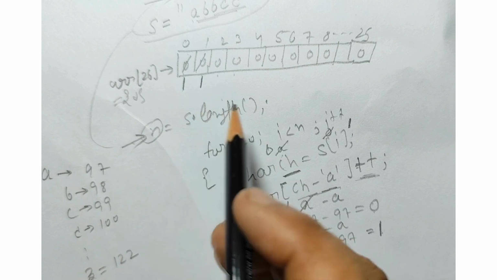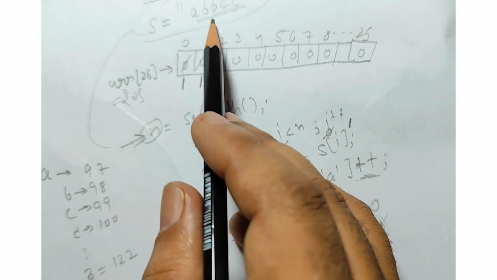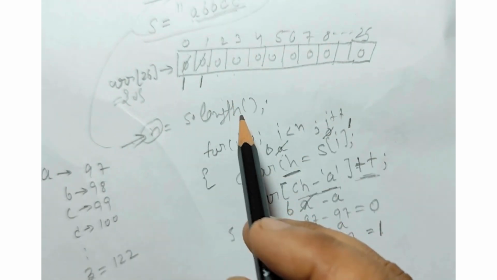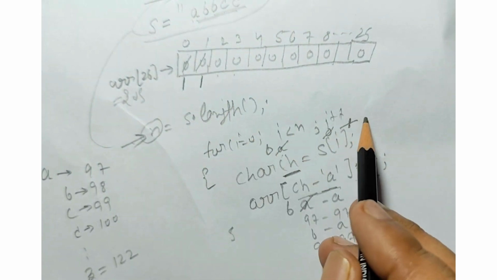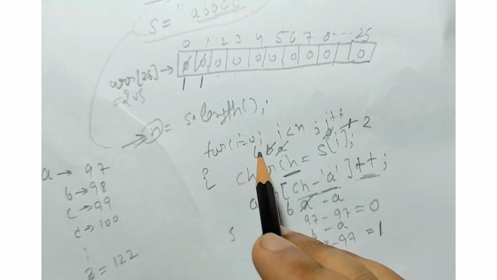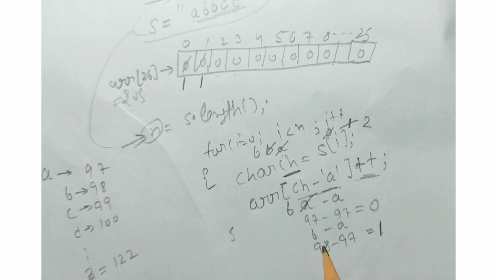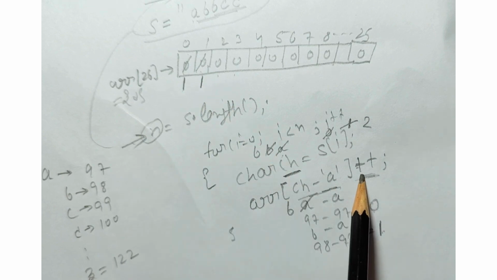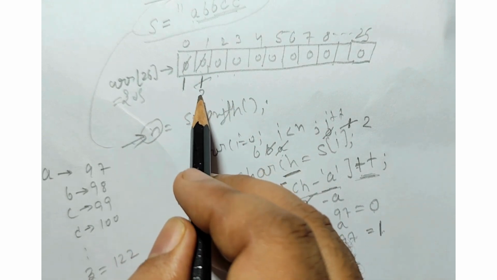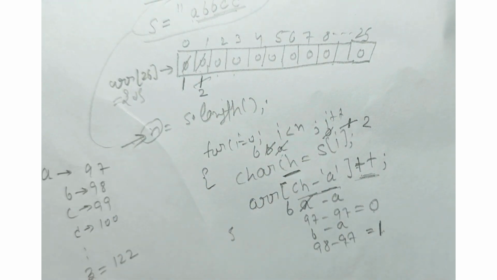After this, again b will come, because at the second index again b will come. So when I becomes 2, here again b will come. Now again 98 minus 97 is 1. So at index 1 we apply the plus plus operator. So this one is updated with value 2.